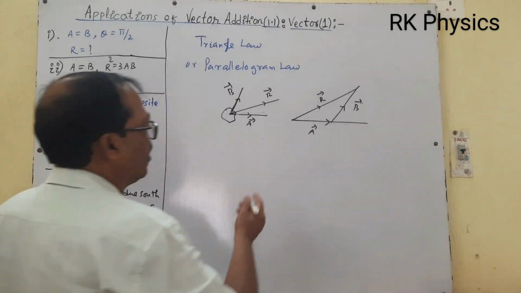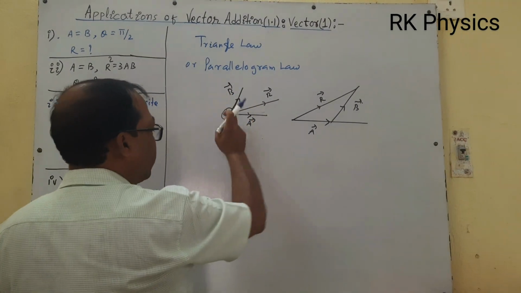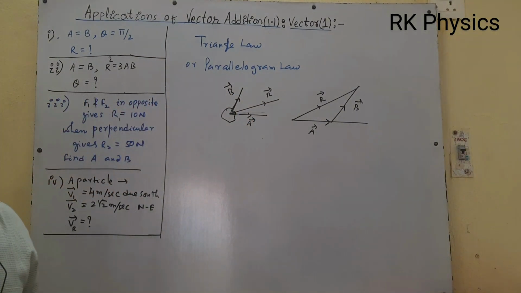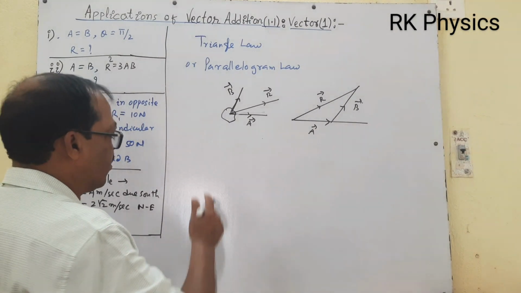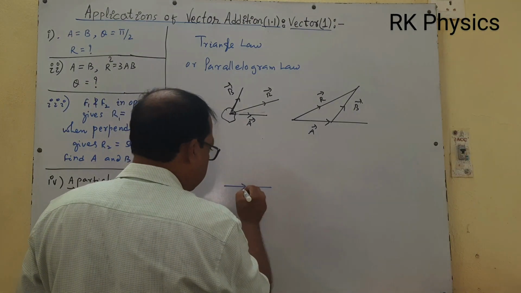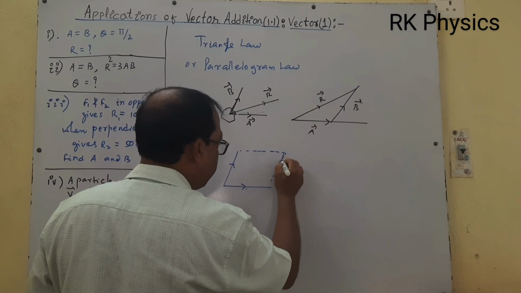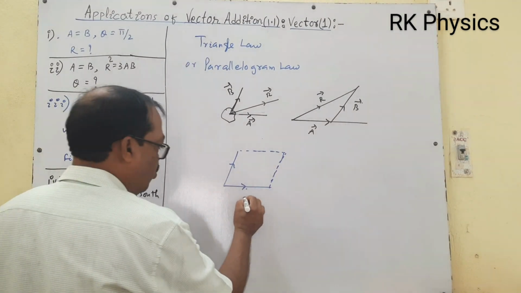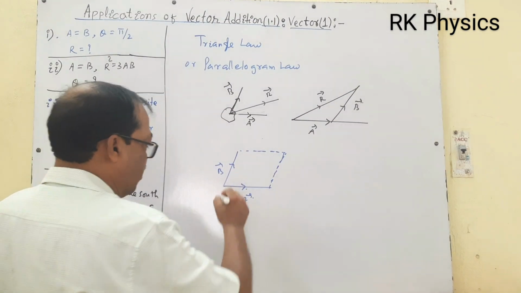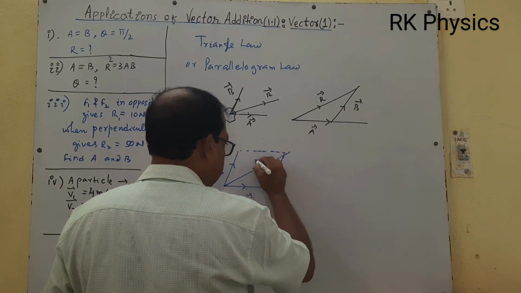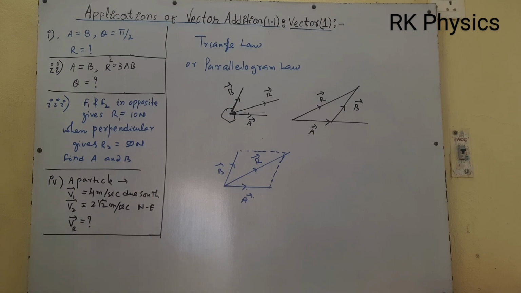On the other hand, in terms of the parallelogram law, if the same two vectors acting on an object or a system simultaneously represent the two adjacent sides of a parallelogram, one representing vector A and another representing vector B, then the diagonal passing through that point gives the resultant.